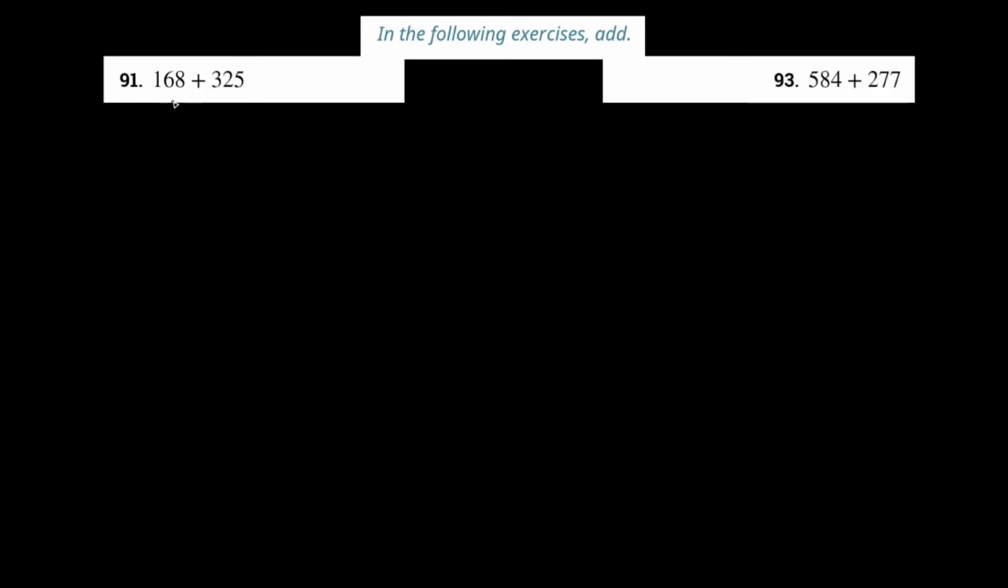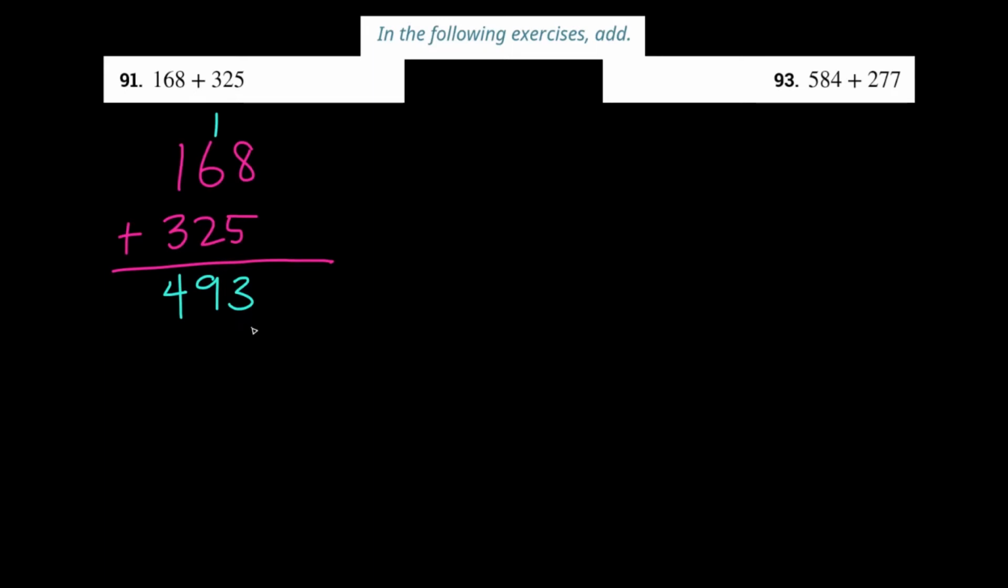For number 91, we have 168 plus 325. We'll start off by adding the ones column first. 8 plus 5 is 13. Since 13 is too large, we put the 3 ones here, carry the 10. 1 plus 6 is 7, plus 2 is 9. Then we have 100 plus 300 gives us 400s. The sum of these two numbers is 493.